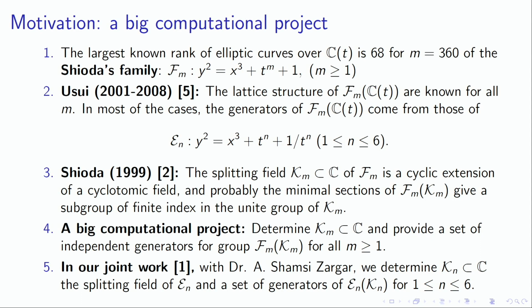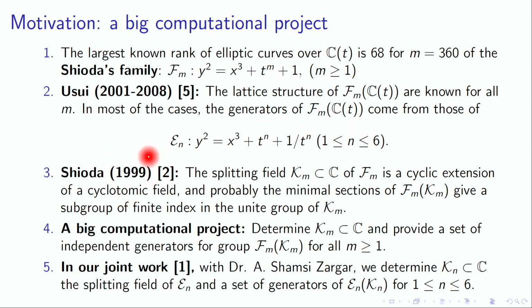The largest known rank for elliptic curves over C(t) in a family is 68 for M, and 316 for the Shioda family, which is given by this equation. This family was introduced by Shioda and is studied in some of his papers. But in a series of four papers, we studied the lattice structure of this group for all of the M's, and we realized that the generators of the lattice come from this type of elliptic curves, together with some other rational elliptic surfaces.